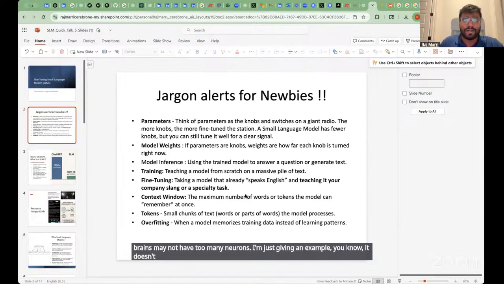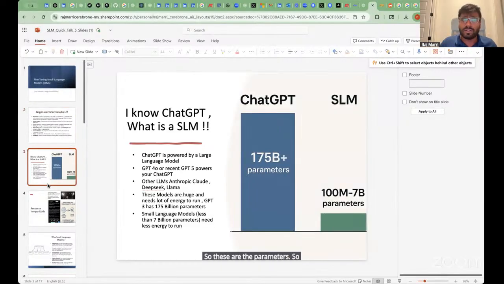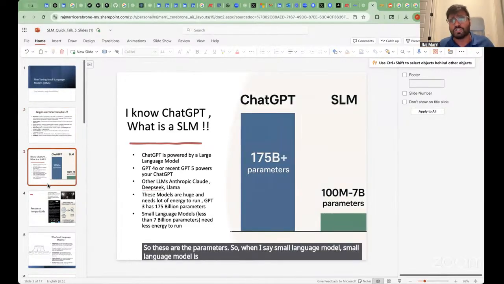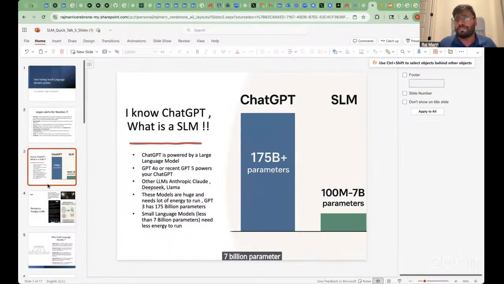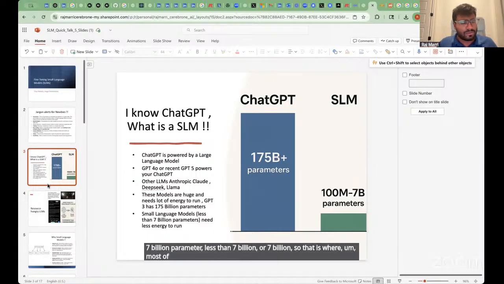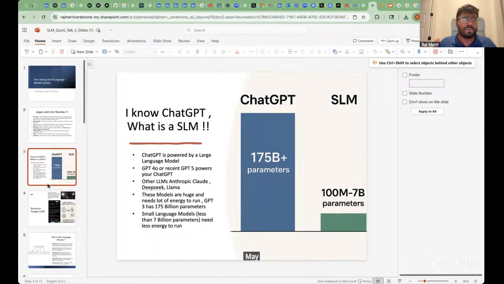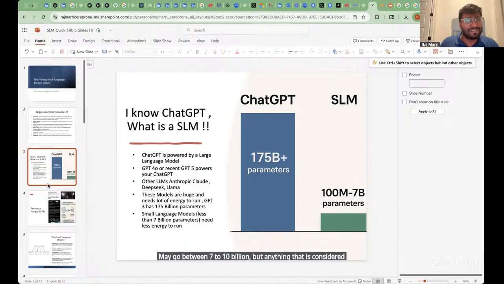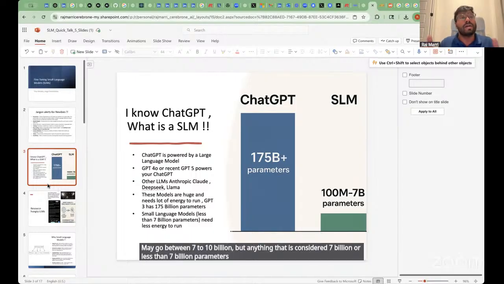I just want to correlate this to things that we already know. So these are the parameters. When I say small language model, it is something considered to be 7 billion parameters or less. That is where most of the small language models reside. Some may go between 7 to 10 billion, but anything that is 7 billion parameters or less would be considered a small language model.